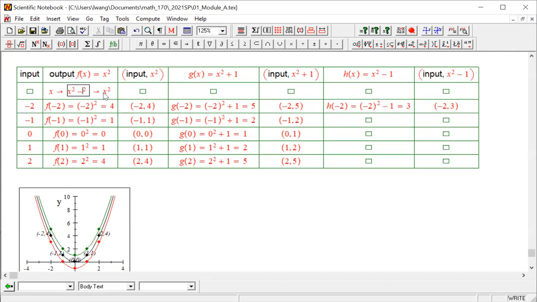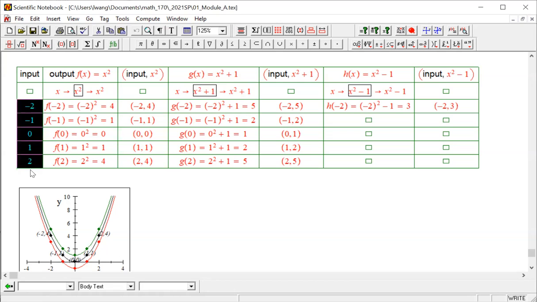Now, for the new rule that we have, x squared plus 1, the output is going to be x squared plus 1. And for x squared minus 1, the output is going to be x squared minus 1. We're going to choose the same input points, and we'll see what output points we produce.